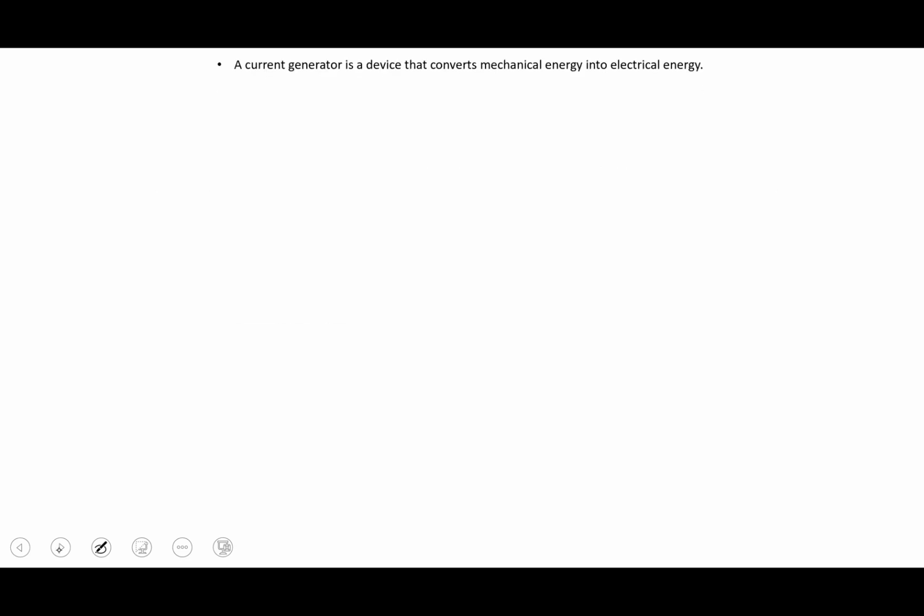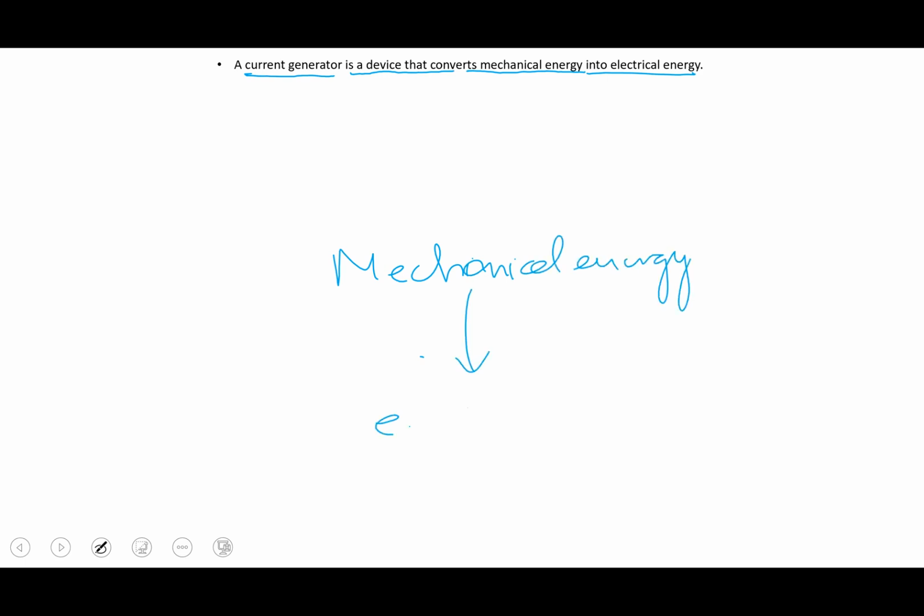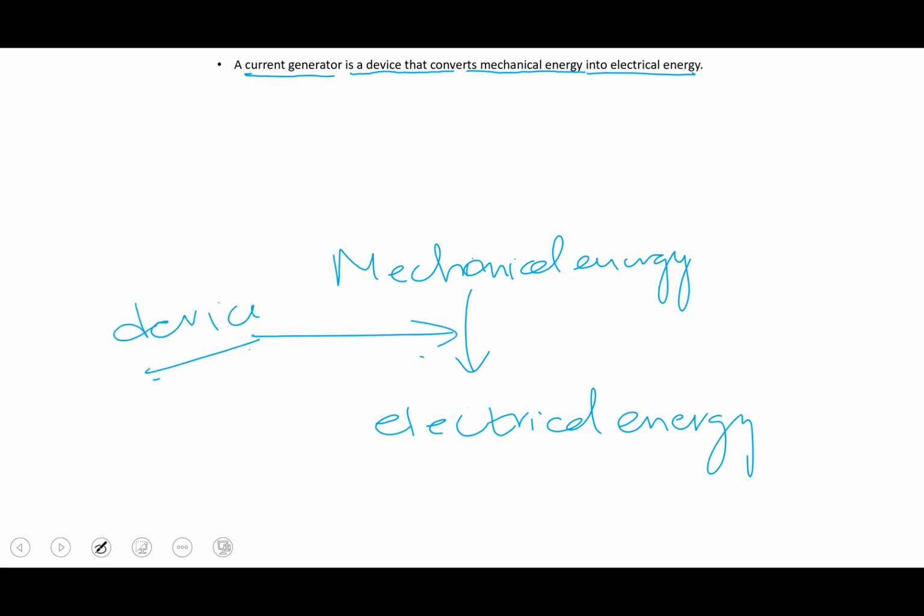So the simple definition of a current generator is a device which converts mechanical energy into electrical energy. That device is known as an AC generator.